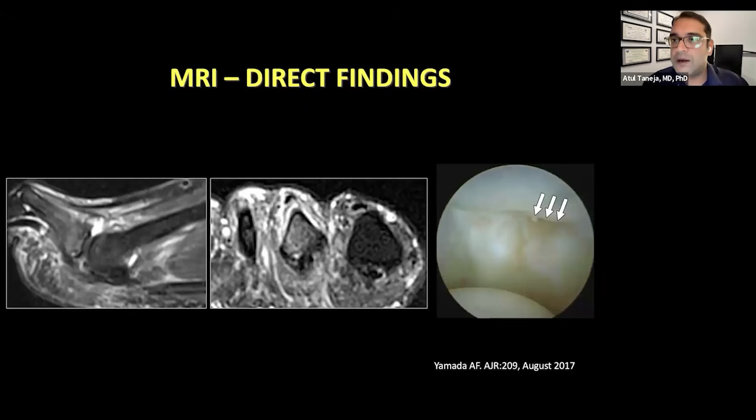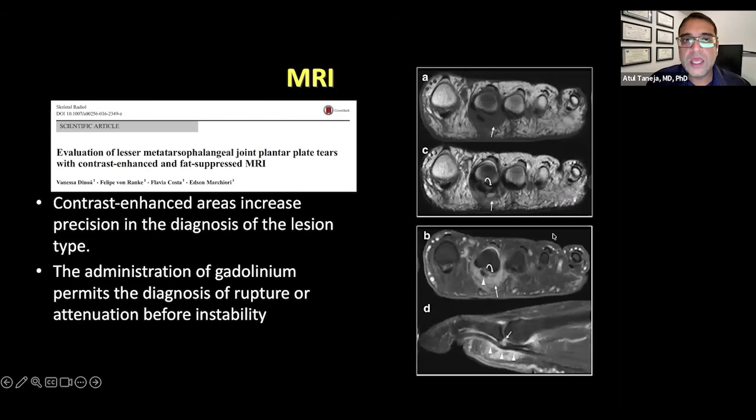Which are the direct findings for a plantar plate tear? The tear itself, the defect, as we can see here, a large defect of the plantar plate attachment at the proximal phalanx base, both on sagittal view, on short axis view, with the arthroscopic correlation.